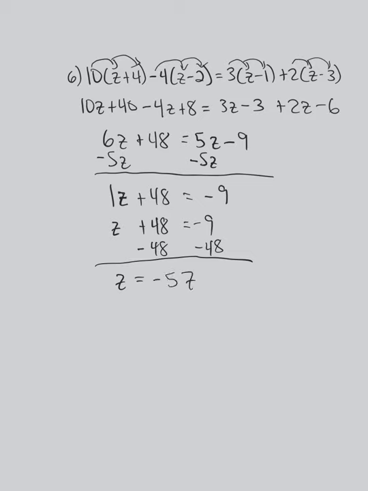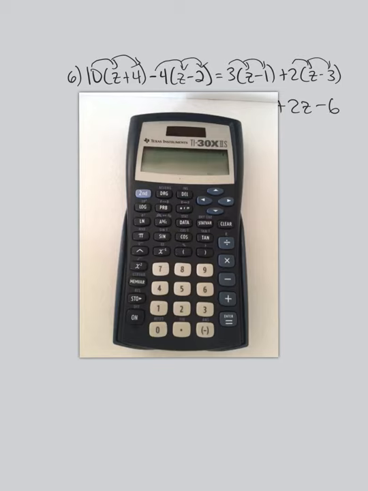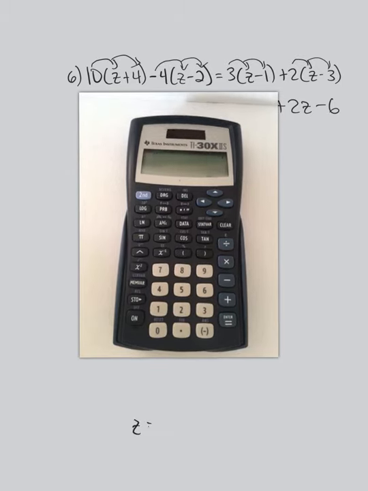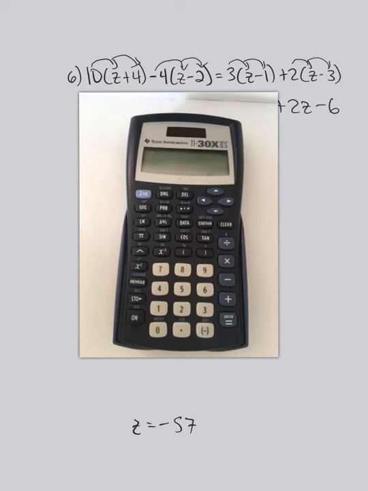Now for checking this one, I'd probably advise using the calculator because that calculation is going to be pretty tough. I'm sure several of you could do it by hand, it just might take you a while. So let me get that up. Okay, here's my calculator. Remember that we got that z is equal to -57. What do I want to plug that into? I want to plug it into my original equation, on my left side and then on my right side. And hopefully they come out to be the same.